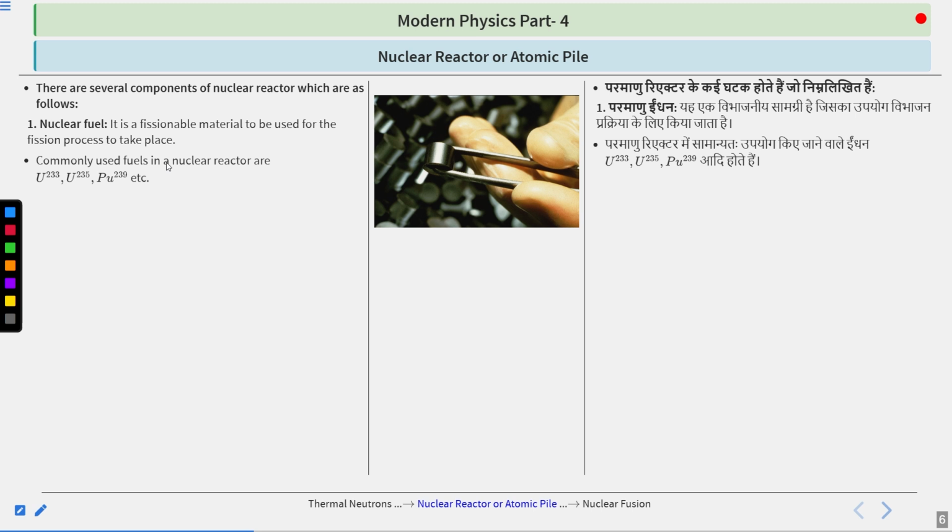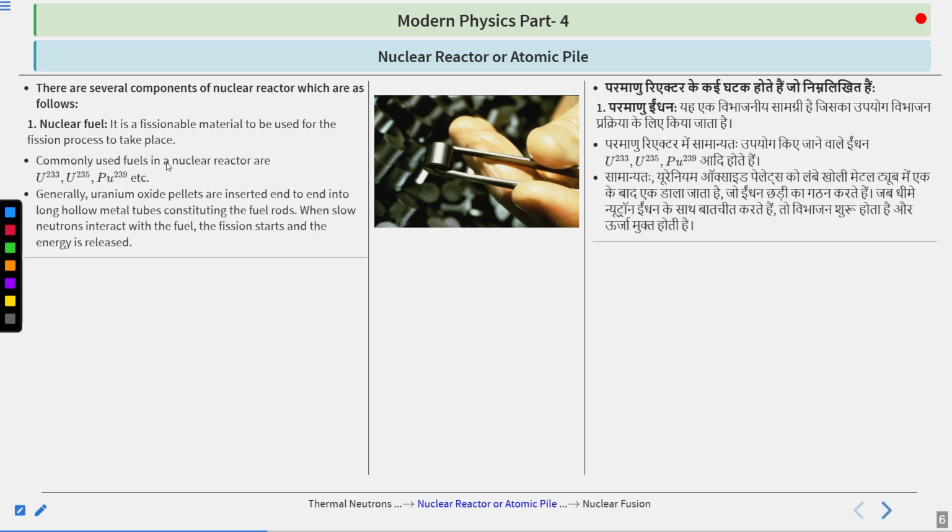Commonly used fuels in nuclear reactors are uranium-233, uranium-235, and plutonium-239, etc. Generally, uranium oxide pellets are inserted end-to-end into long hollow metal tubes constituting the fuel rods. When slow neutrons interact with the fuel, the fission starts and the energy gets released.